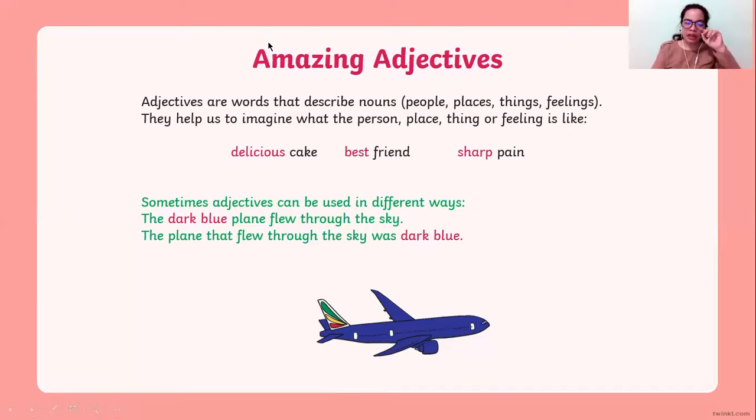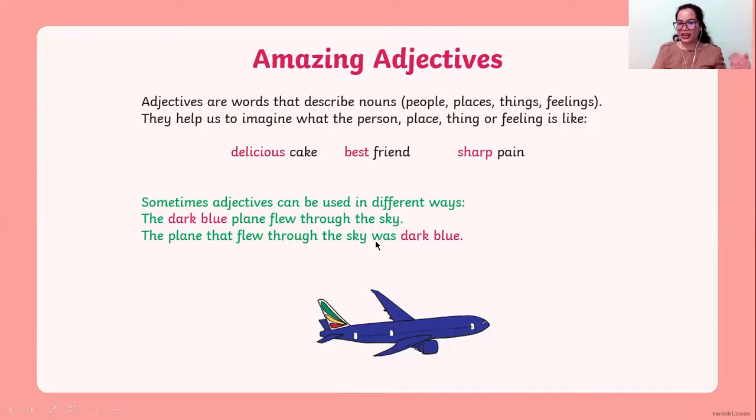Sometimes adjectives can be numbers of objects like 1, 2, 3, and so on and so forth. Then we also have shapes. It can be circle, triangle, heart shape, rectangle, any shapes. It can also describe a noun. Then also, adjectives can be a color.